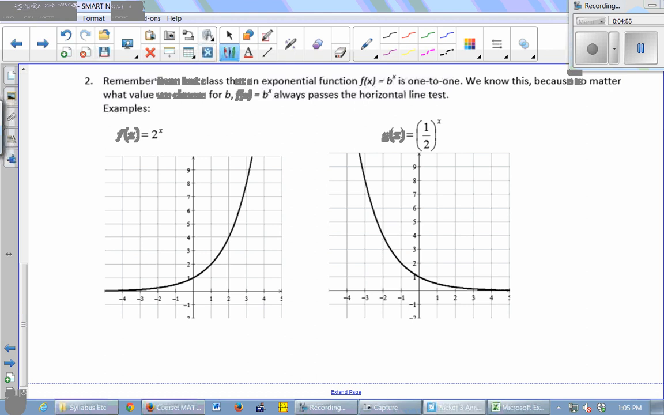All right, so remember last class, we were looking at exponential functions that look like b to the x, they're 1-to-1, right? And these are the two flavors, right? We've got exponential growth and exponential decay. Both of them pass the horizontal line test. Okay, so it is 1-to-1. Both of these are 1-to-1.